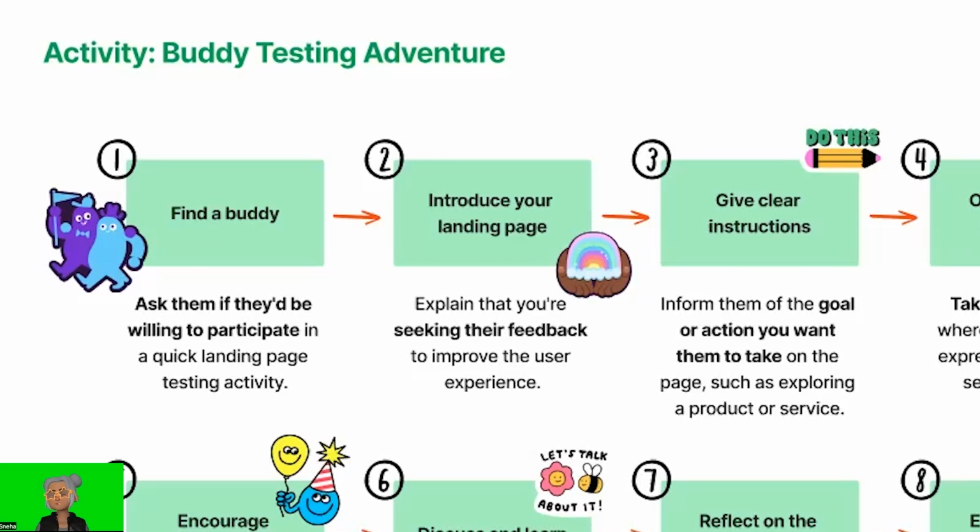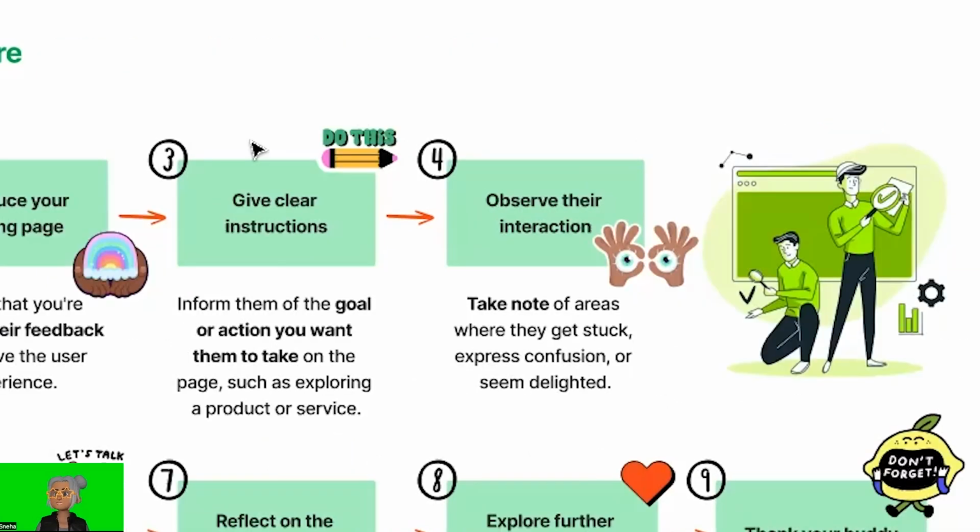Step 3, give clear instructions. Ask your buddy to imagine they are visiting your landing page for the first time. Inform them of the goal or action you want them to take on the page, such as exploring a product or service. Step 4, observe their interaction. As your buddy explores the landing page, pay attention to their actions, facial expressions, and any comments they may make. Take note of areas where they get stuck, express confusion, or seem delighted.